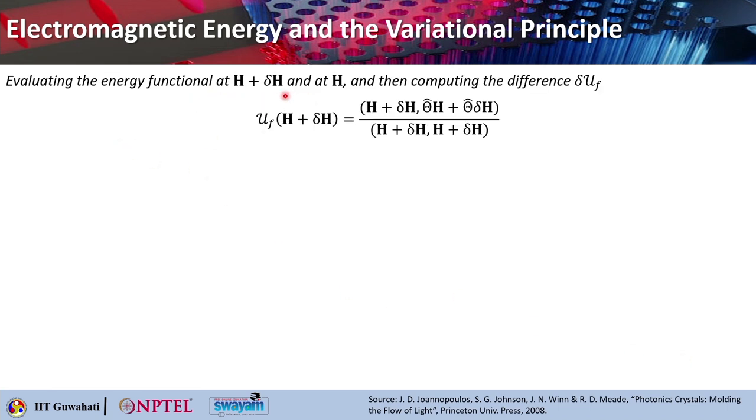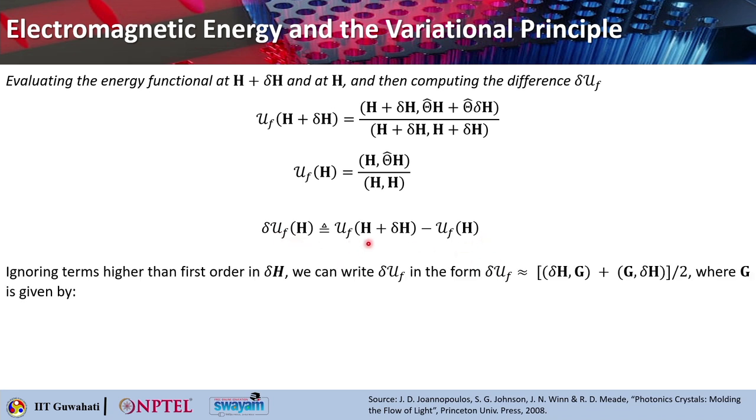So, evaluating the energy functional at H plus delta H, this is how the equation looks, and you also have the energy functional at H, okay. The difference between these two is delta UF of H, which is this one. Now, if you ignore the terms higher than first order in delta H, you can write delta UF in terms of this: the inner product of delta H with G, plus the inner product of G with delta H, divided by 2. Where G of H can be defined as this one.